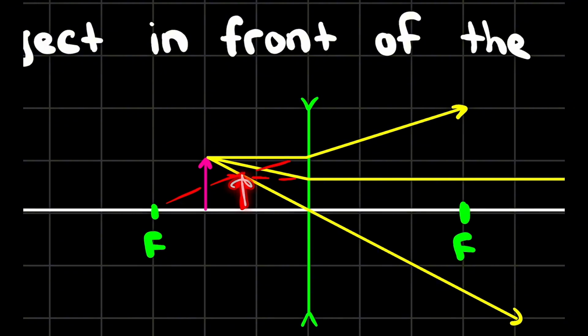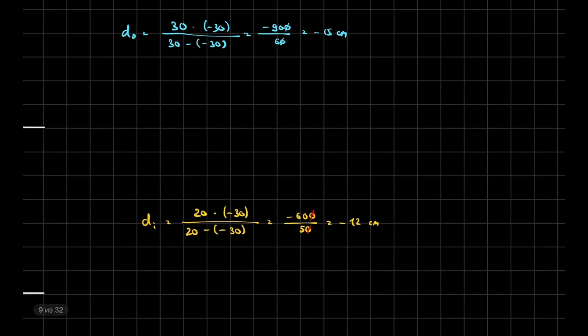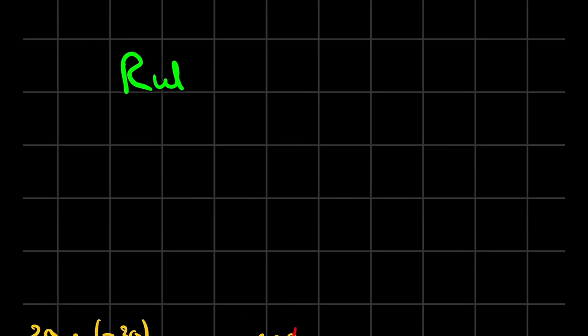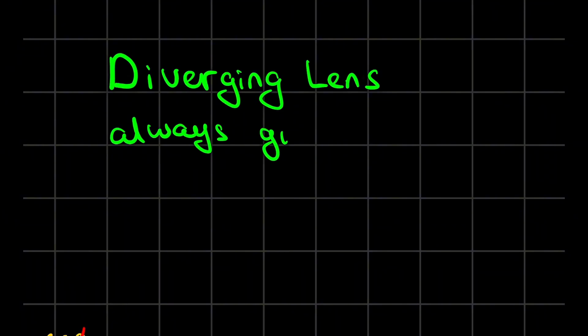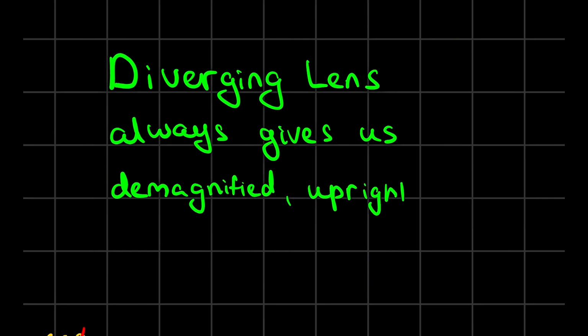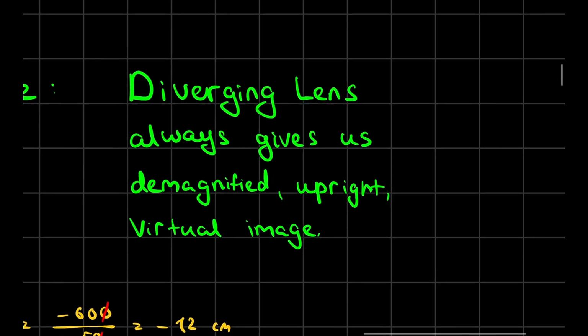it's also upright, okay? Which means that, let's write here some rule, maybe with green, I think. The rule would be next. Diverging lens, always, at any case, gives us the demagnified, smaller, upright, virtual image. So it cannot give us real image, it cannot give us inverted image, and it cannot give us magnified image. It would always be these three things. It would give us definitely upright, virtual, demagnified image.